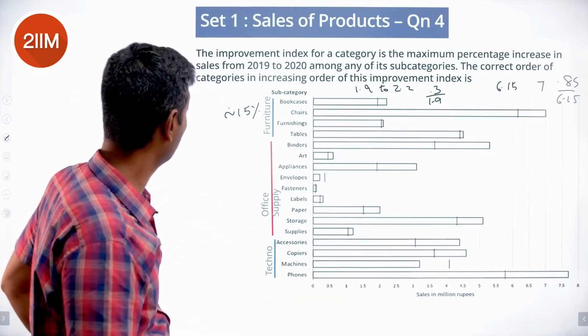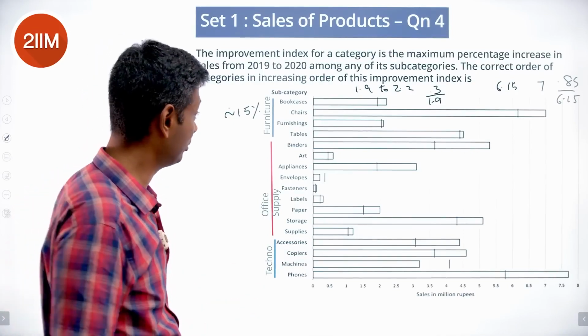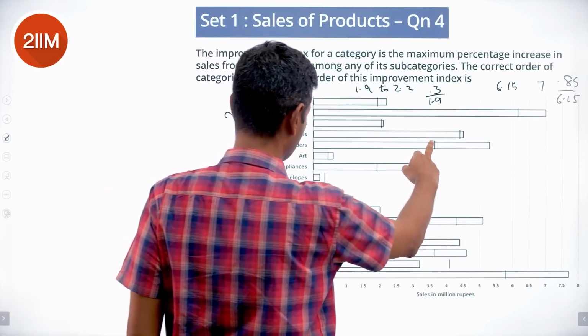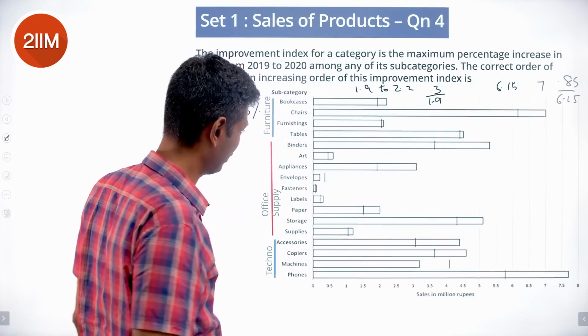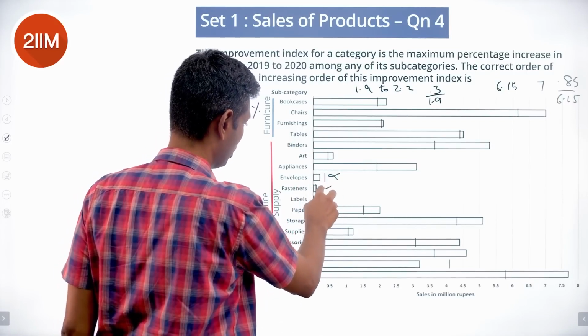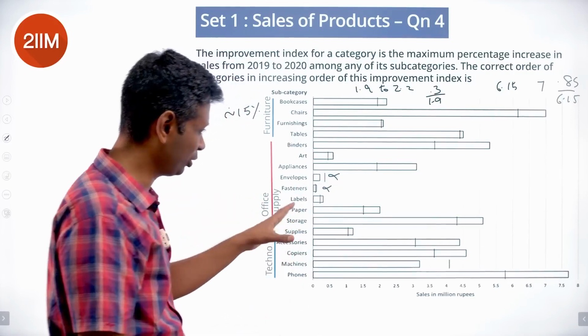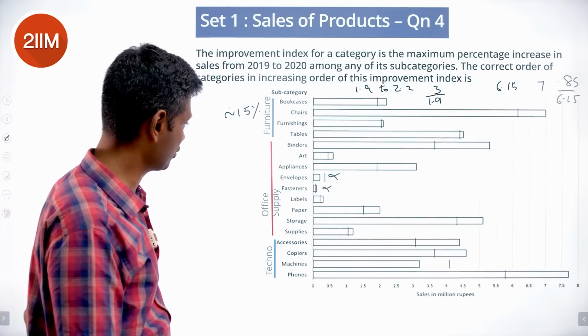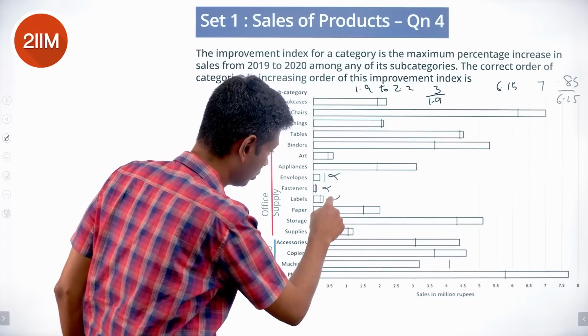Then let's look at binders. Binders have lots of categories we need to eliminate. In office supply, binders is high. Art is small, even as a percentage. This is a decline. I don't have to worry about this. Very small. Even as a percentage, it could be high, but it looks small because it's too dicey. I don't want to base anything on fasteners. Labels is also low.